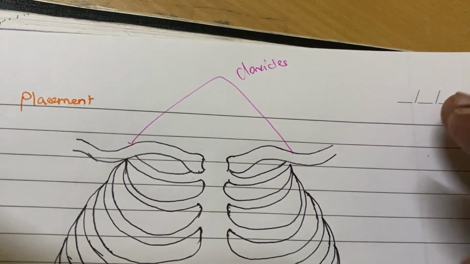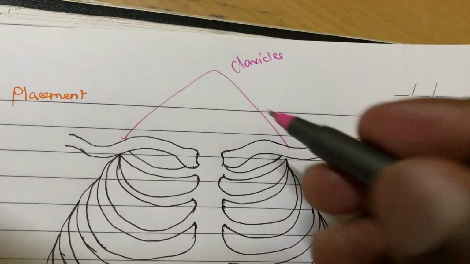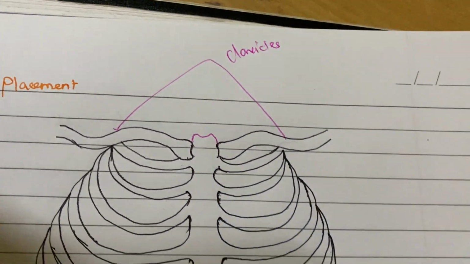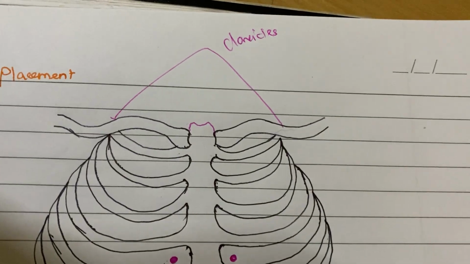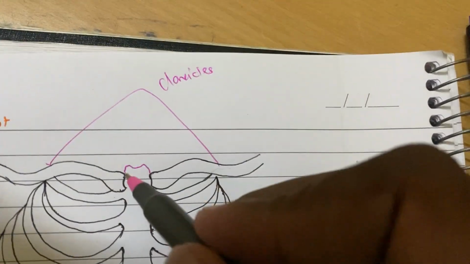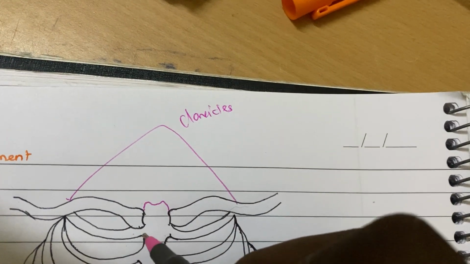And after the clavicle, we have the axillary, and we have the axilla. And this one is going to be the sternum. So this is the sternum. This is the xiphoid process, the xiphoid process of the sternum. And now we have the angle of Louis here.